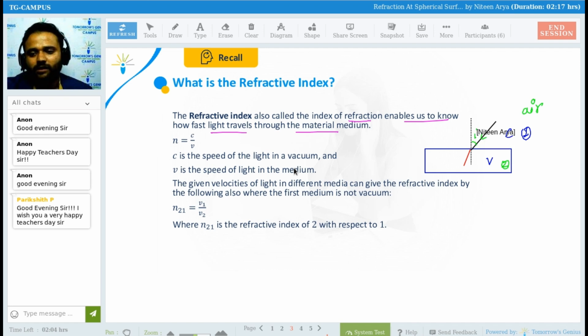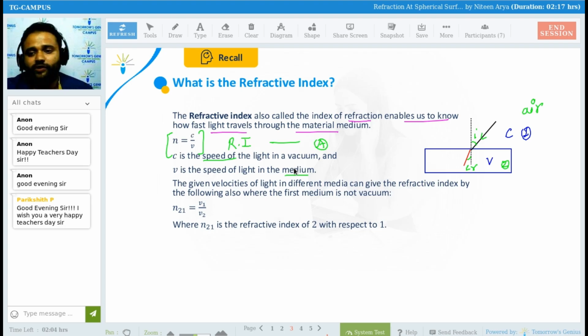That is your angle of incidence. That is your angle of refraction. So that is your n, the refractive index, the important one. So you can write it in this way. Clear, everyone? Where c is the speed of light and v is the speed of light in the medium. The given velocities of light in different media can give the refractive indices.